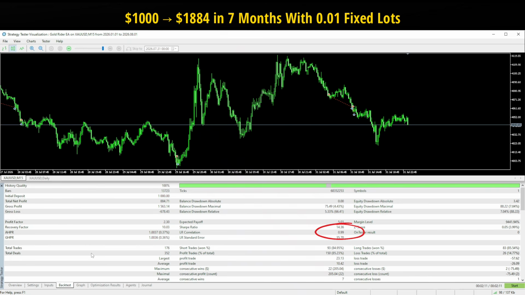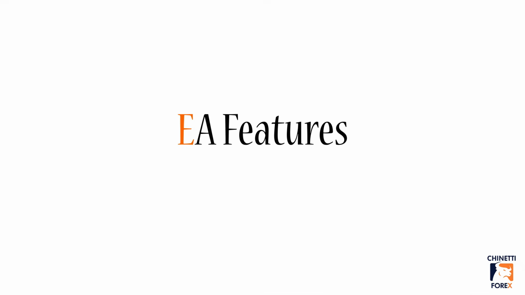Equity curve correlation, 0.99. Almost a perfect straight line upward. No wild swings, no deep holes, just consistent, controlled growth. These are the numbers that matter. Clean, consistent, built for the current market. Now let's quickly walk through what's driving these results.